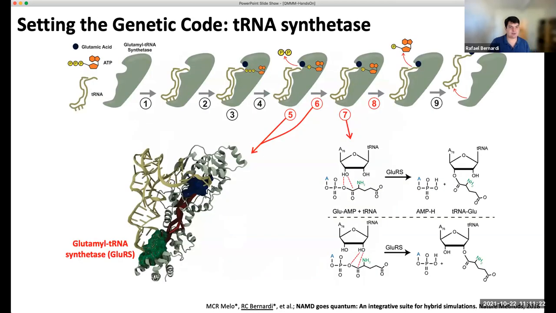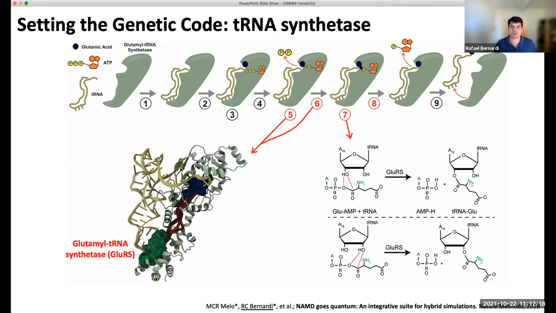So the case that we tested, and I'm going to show how important and how powerful this method is, we decided to look at the setting of the genetic code, like studying the tRNA synthetase. What you have is this glutamyl tRNA synthetase, a molecule that binds to tRNA and also to ATP, okay, and a glutamic acid in this case, because it's the glutamyl tRNA synthetase. It can be other amino acids. What it does is charge the tRNA with that amino acid at the end. So it binds to the tRNA, then it binds to the ATP and also the glutamic acid. The first step of the reaction is that the glutamic acid binds to the ATP, releasing two phosphates, and you actually become a glutamyl AMP, so it's a monophosphate in this case.